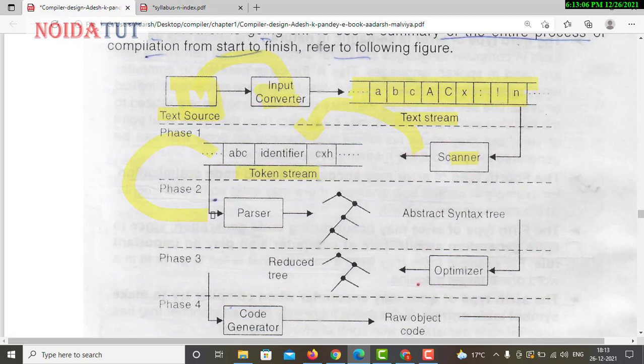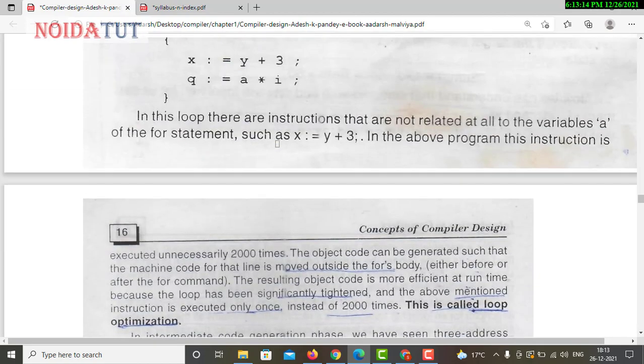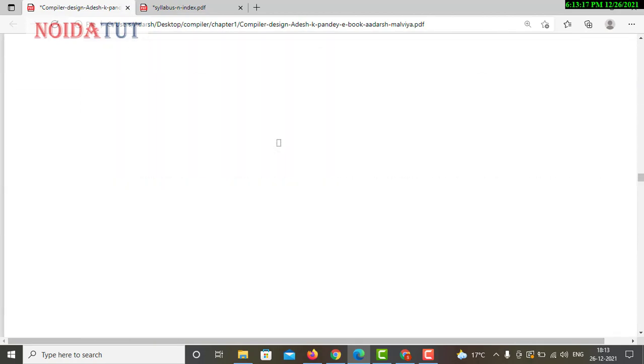Now proceeding further, the parser. What is the parser? You remember, that means we were drawing the tree. Are you getting it? See, this is the parser.